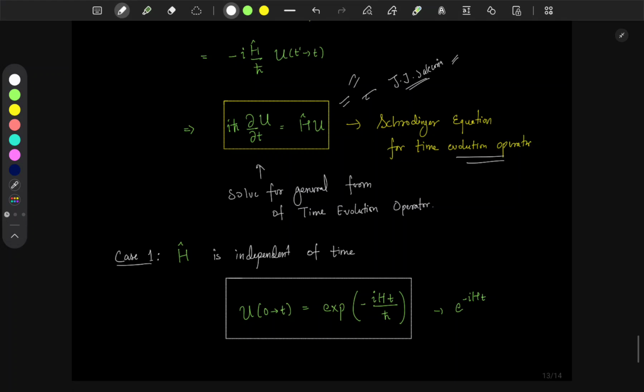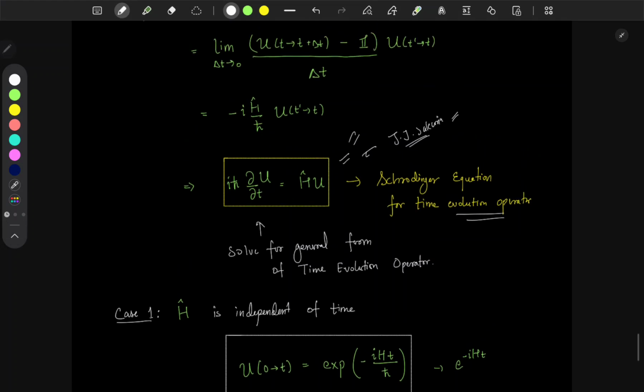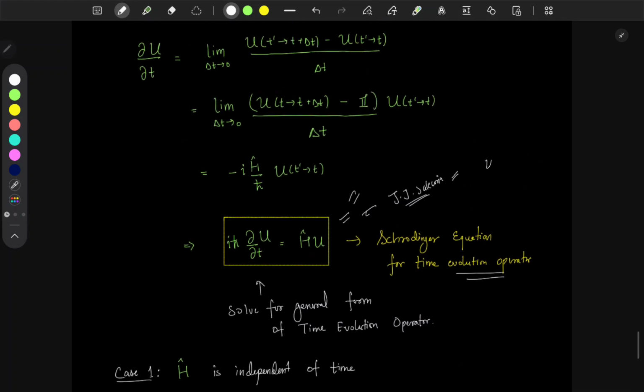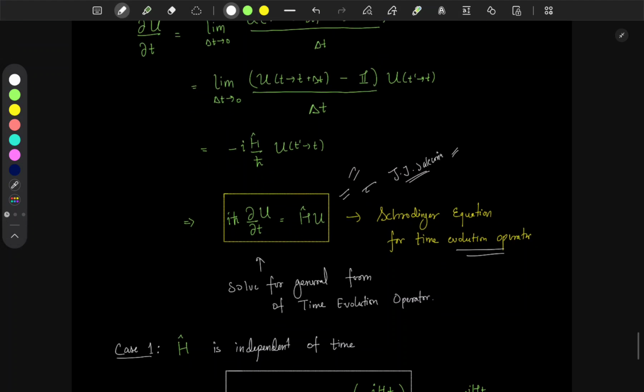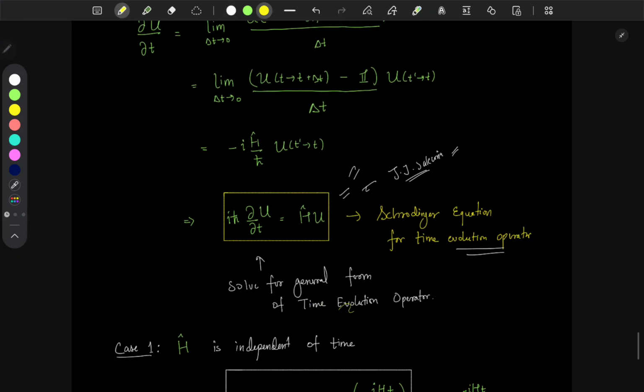Now that we have a differential equation for this operator, and we are treating this operator like a function of time, because we wrote the Taylor series and all, we would like to solve this equation and see the actual functional form of the time evolution operator. So our next task is to solve this for the time evolution operator.